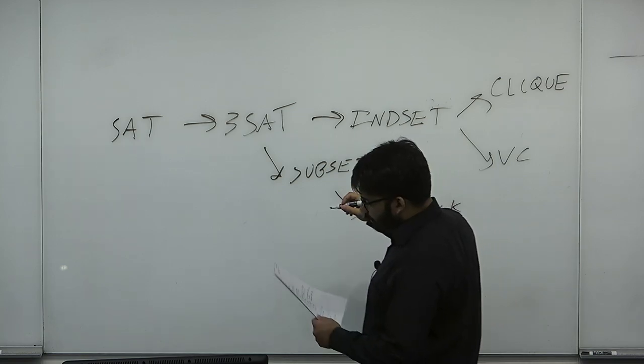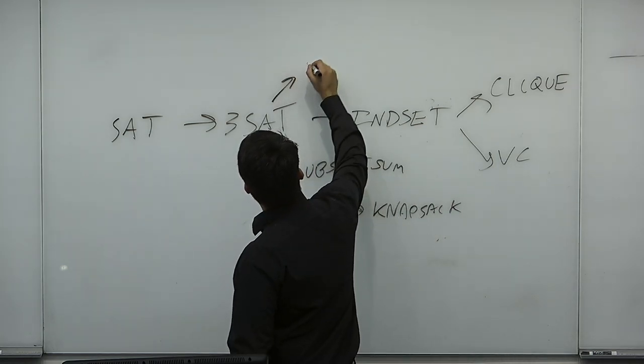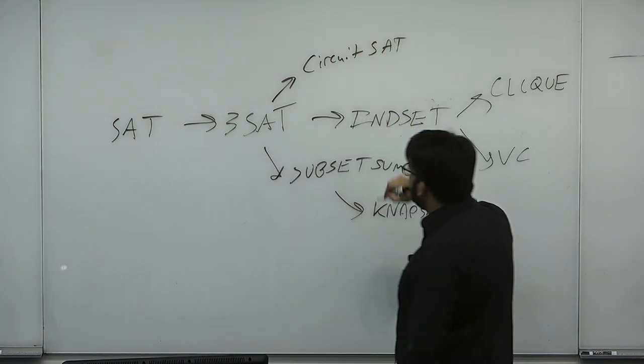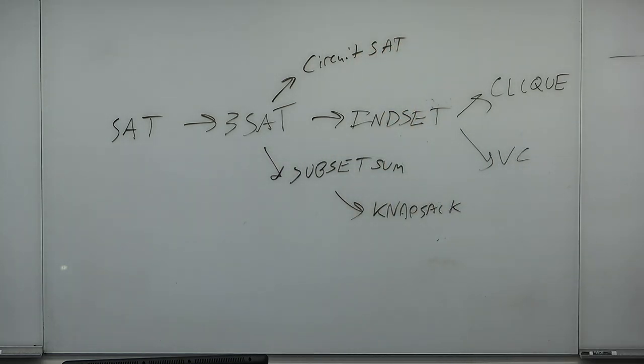And then from 3SAT, we also did circuit SAT. So we did some logic problems with SAT, 3SAT, circuit SAT. There were some graph problems in there: independent set, clique, vertex cover. And then from 3SAT, we also did some constraint problems. We did subset sum, knapsack.